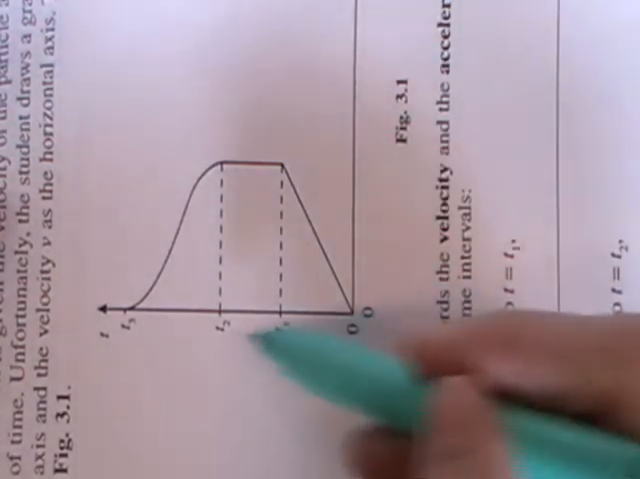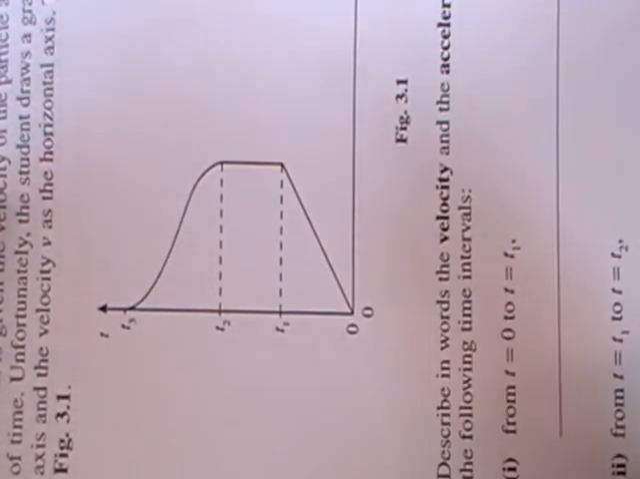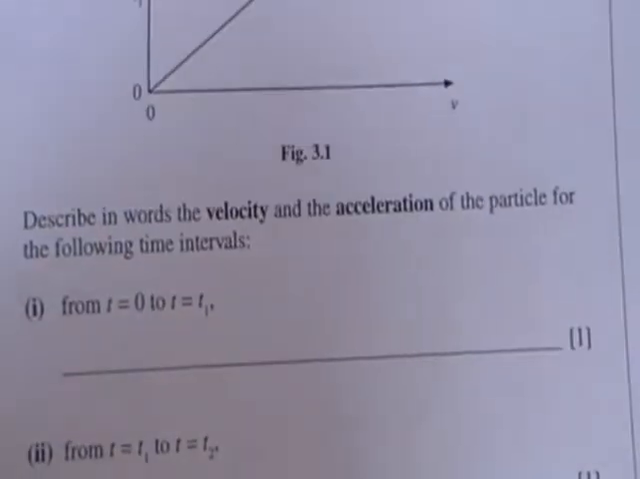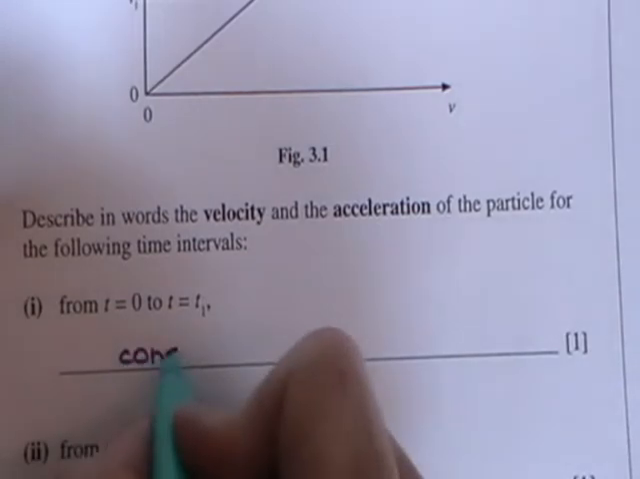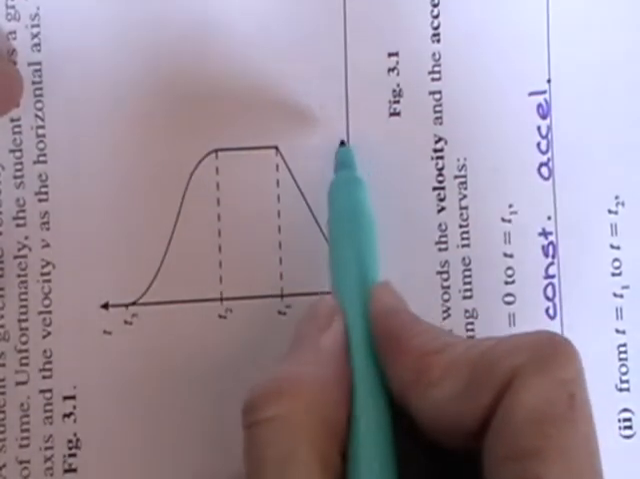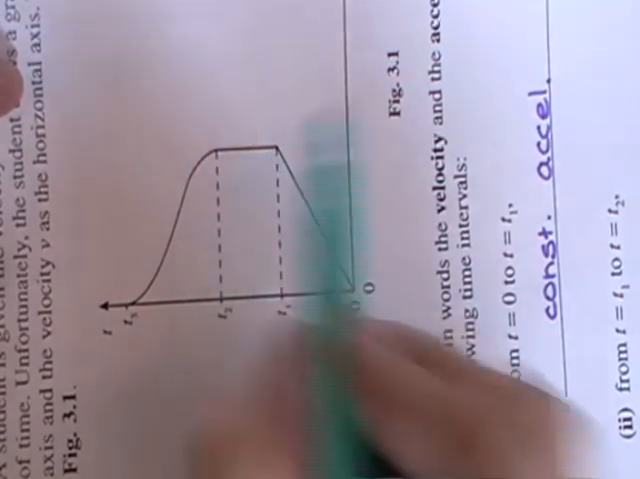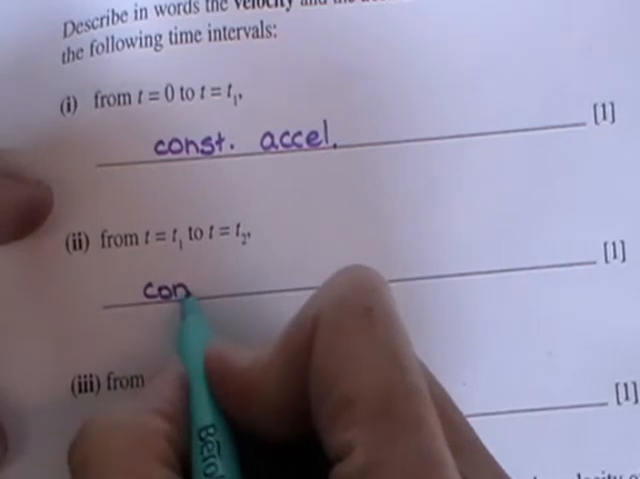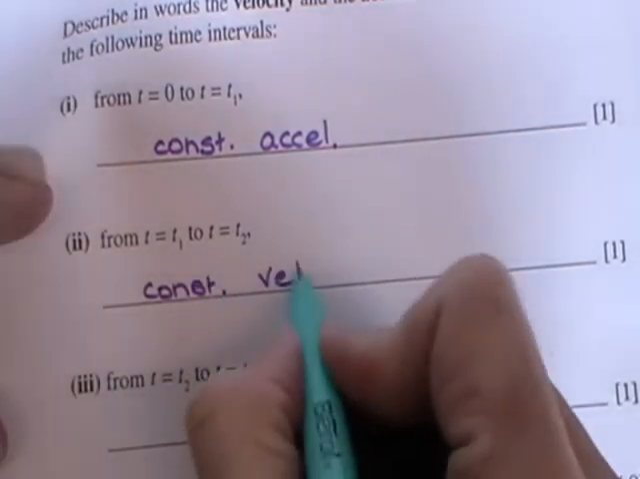So if you had a velocity-time axis and the graph was going up like that, you would know that would be a constant acceleration. And that's your first answer, constant acceleration. And then from time t equals t1 to t2, you can see that if this is a velocity axis, then that's got a constant velocity. And you should always use the word constant in there.